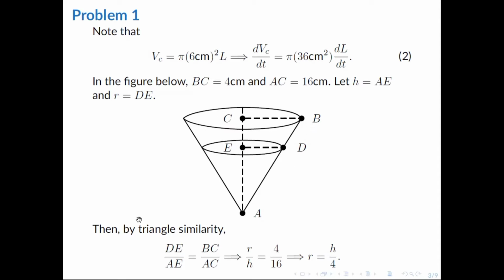By triangle similarity, notice that BE over AE is equal to BC over AC. So we have R over H is equal to 4 over 16, which means that R is equal to H over 4.